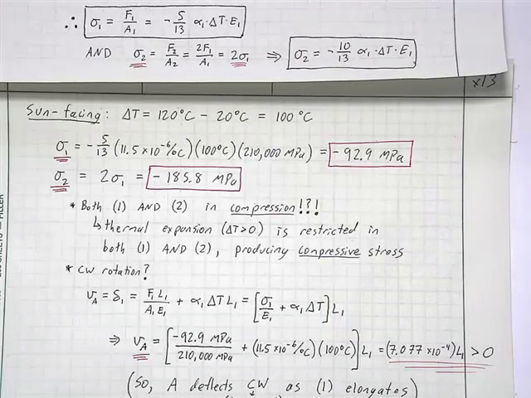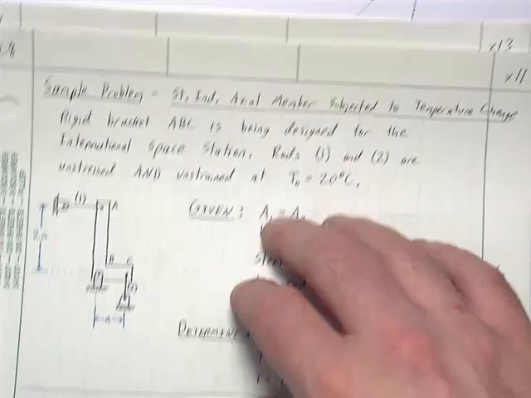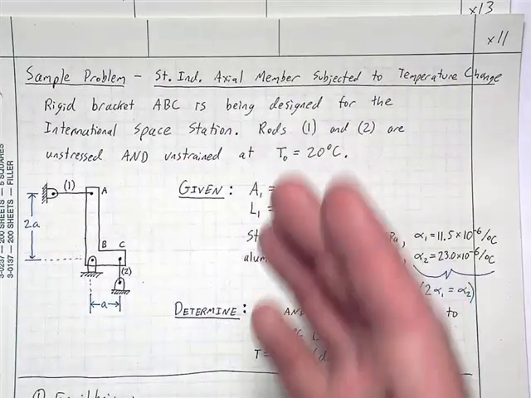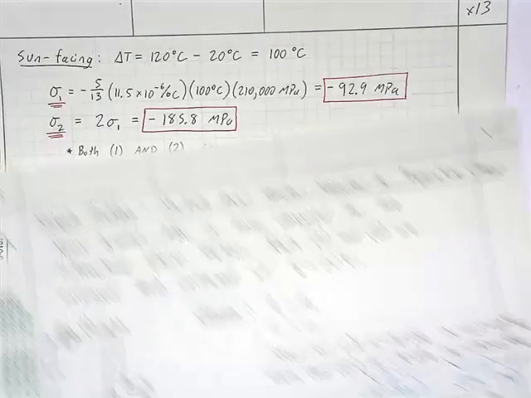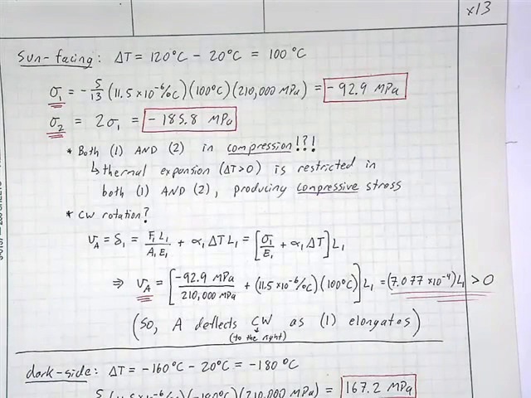And they're both in compression. And that seems strange, right? How can they both be in compression when it obviously has to rotate? You would think one would be in tension, one would be in compression based on the way it's rotating. Well, not when thermal effects are involved. And that's why it gets more complicated with thermal effects.